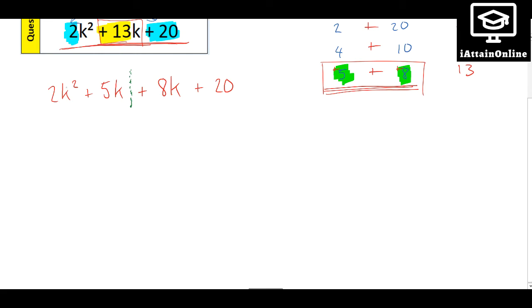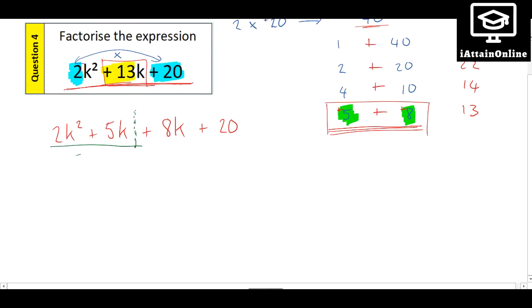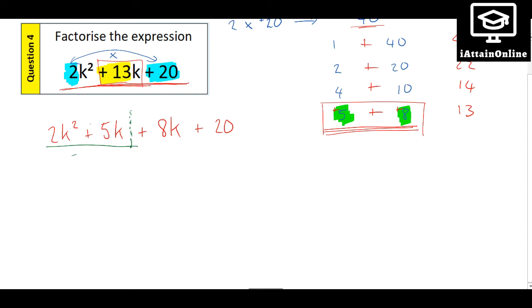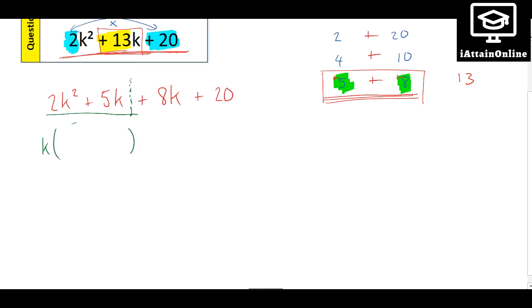I'm going to factorise the left-hand side just on its own. So let's do this bit in green. Looking at 2k squared and 5k, the highest common factor of both of those terms is k. So I'm going to put that outside my bracket. I've got k, I want 2k squared, so I would need to multiply k by 2k to get 2k squared. I would then need to multiply k by positive 5 to get plus 5k.